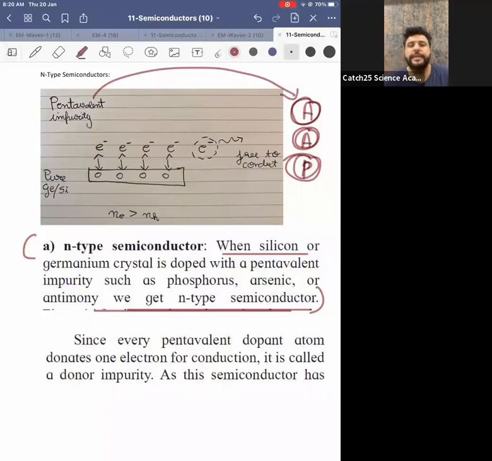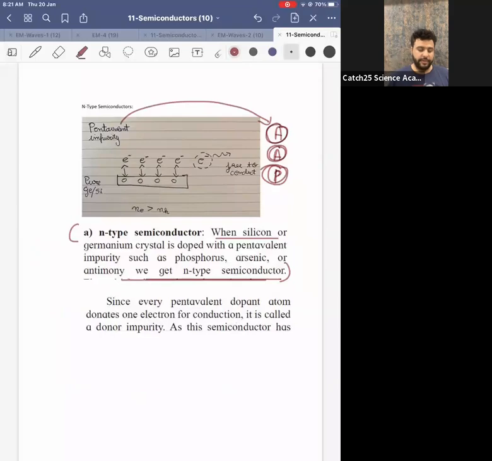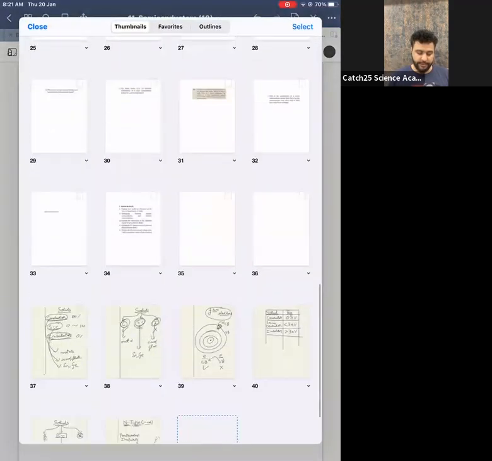number of electrons is greater than number of holes. That's it. This is your N-type semiconductor. Did you understand? Okay. Now, next side heading write down P-type semiconductors.